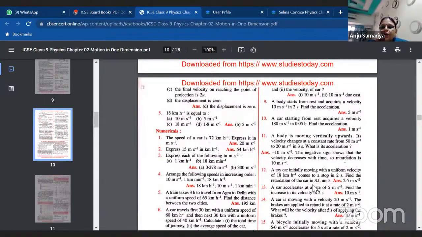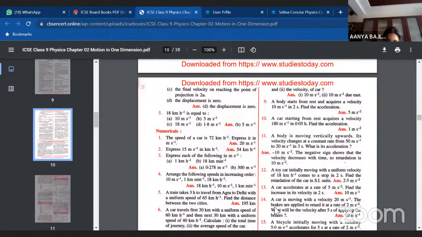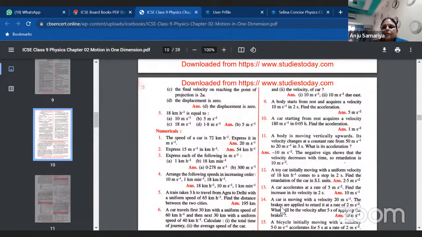Last one, then remaining you can do as homework. Question number 14. 9, 10, 11, 12 and 13 is homework. The remaining you can do as homework because they are of same type. So let us do question number 14.